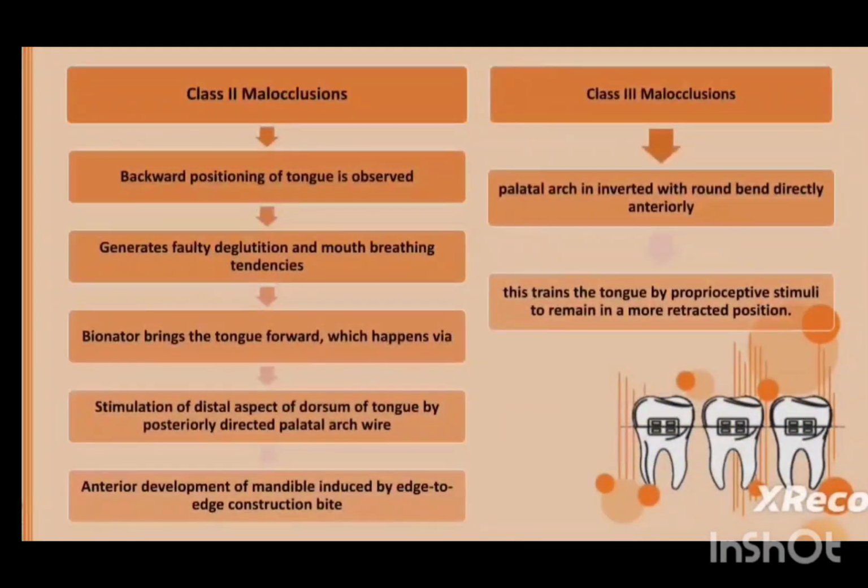Now, in class 2 cases or class 3 cases, this is how the whole thing works. In class 2 cases, the backward positioning of the tongue is observed, so this generates a faulty deglutition and mouth breathing tendencies are increased. Now, bionator brings the tongue forward, and this happens by the stimulation of the distal aspect of the dorsum of the tongue by the posteriorly directed palatal arch wire. This is a very important function of the palatal arch wire, which we will also discuss later.